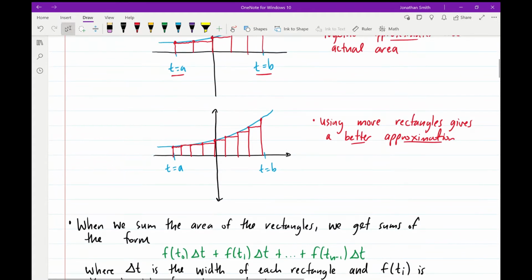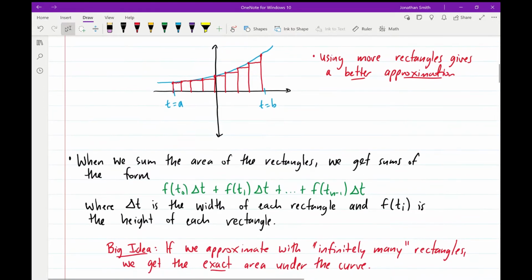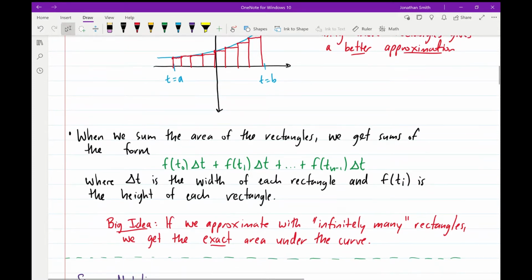And we eventually brought up the idea of using an infinite number of rectangles. So if I use as many rectangles as I want, can I get the exact area under the curve? And the answer is yes, and we'll be talking about that today.